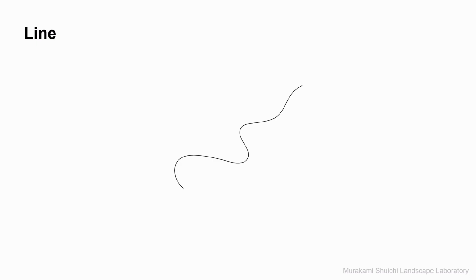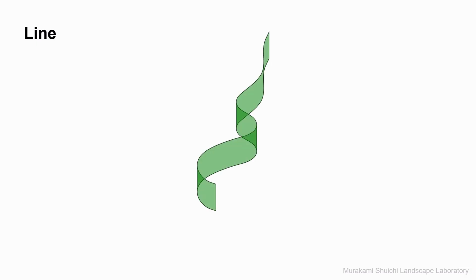Next, let us explore the potential of the line. Here on this plan, a single meandering curve is drawn. From this simple drawing, what kind of three-dimensional space can you imagine? Let's try to draw it in axonometric projection. It could be a thin wall that undulates like a wave.